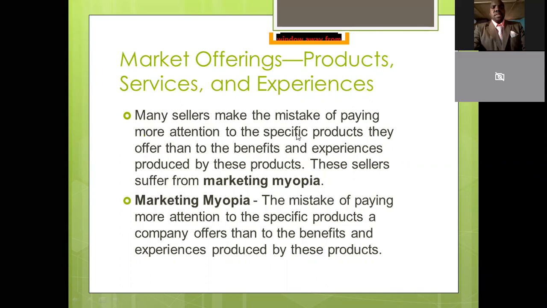Many sellers make the mistake of paying more attention to the specific products they offer than to the benefits and experiences produced by these products. These sellers suffer from marketing myopia. Marketing myopia is a mistake of what? Paying more attention to the specific products a company offers than to the benefits and experiences produced by these products. So some businesses focus more on the product rather than how it will benefit the customer. And that is considered as marketing myopia.